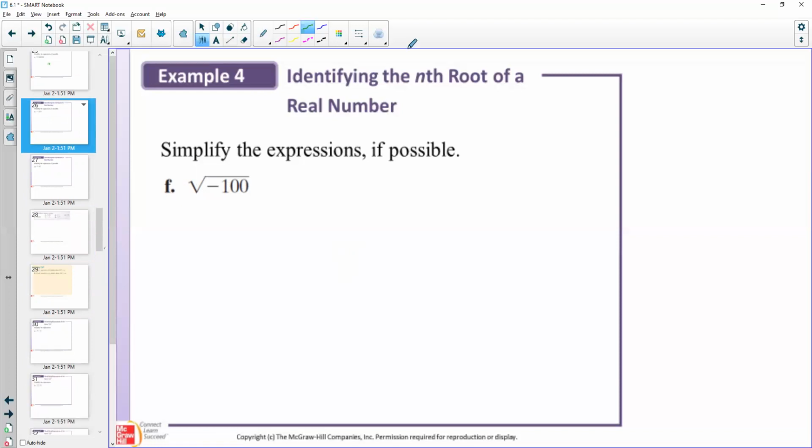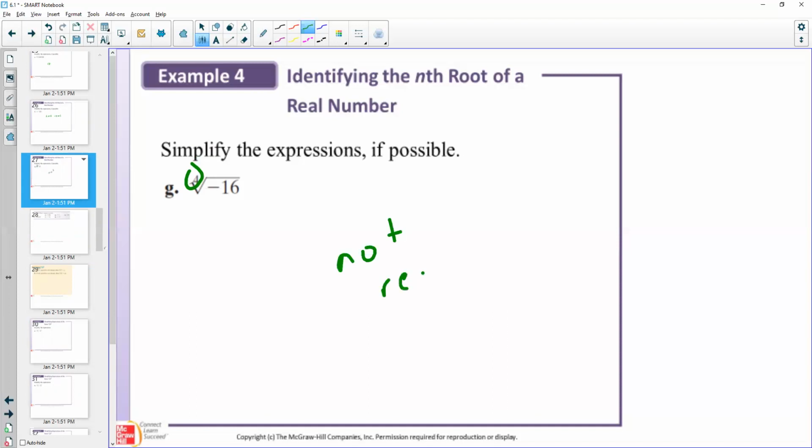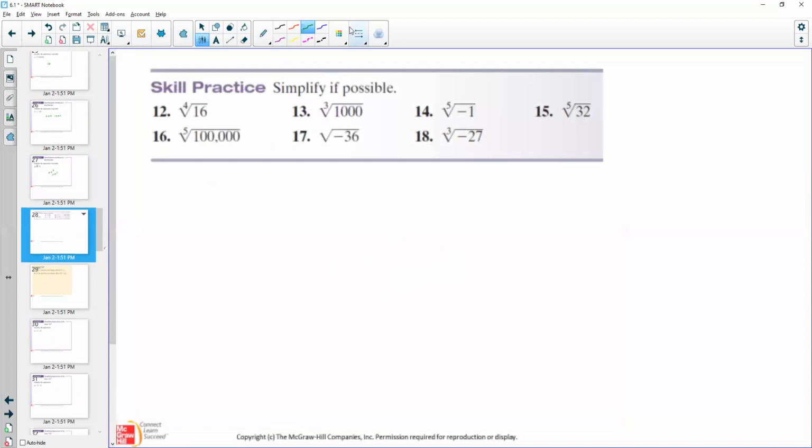So it's an even root with a negative underneath. That is going to be not real. All right. The 4th root of -16, again, an even root with a negative underneath, not real. This, if it was a 5, we could talk, but it's not. It's even.